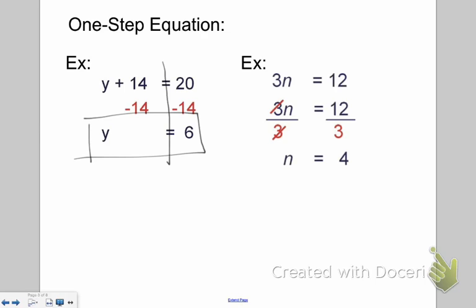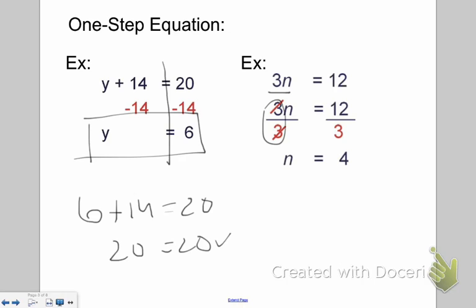And if we were to check back our work, we would have 6 plus 14 equals 20, and 20 is equal to 20. We have a true statement, so we know that we've solved correctly. So on the right-hand side, we have an example where our inverse operation would be division. Since we have 3 times the number is equal to 12, we would have to divide by 3 on both sides to get the unknown. So n is equal to 4 because the only number times 3 that gives us 12 is 4.